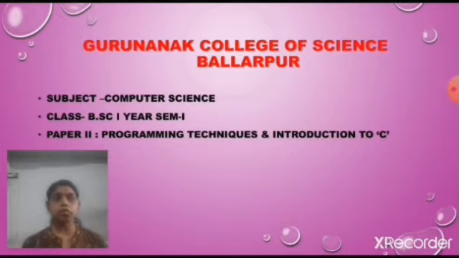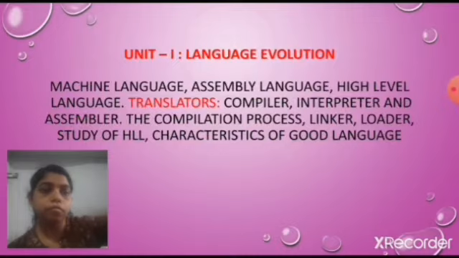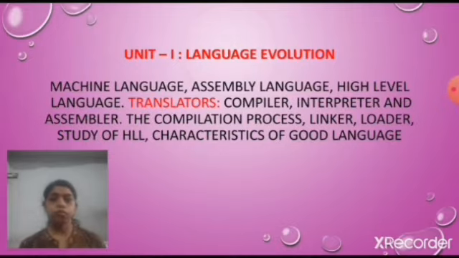Paper 2 is Programming Techniques and Introduction to C. There are 4 units in each paper, which means paper 1 has 4 units and paper 2 has 4 units. In this you will learn how to start programming. We will go through unit 1, that is language evolution, because in computers there are evolutions of languages.